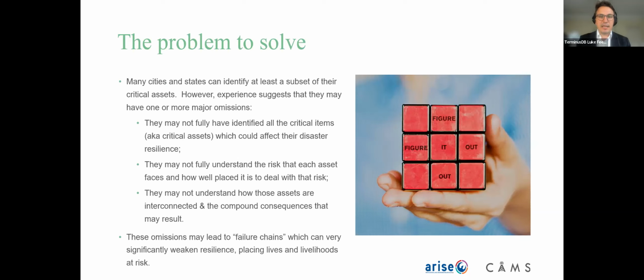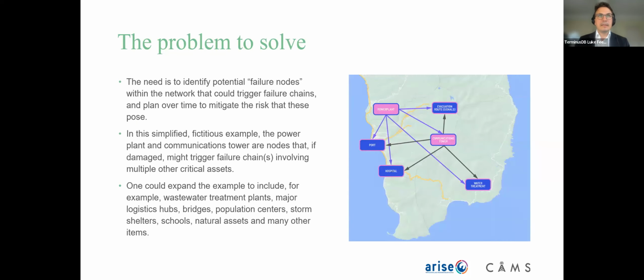If a lightning strike hits a radio tower, what are the problems? If a hurricane hits an electricity substation, what are the dependent assets on that, and how do they fit into my critical resilience plan? So really, it's that problem and the problem of connectedness that we're trying to help to solve. So as you can see here, it's about identifying potential failure nodes within the network that could trigger those failure chains. And you can see in the graphic there the sorts of connections that we're talking about.